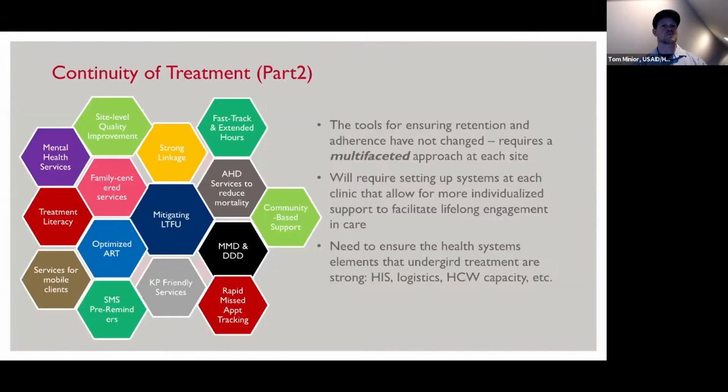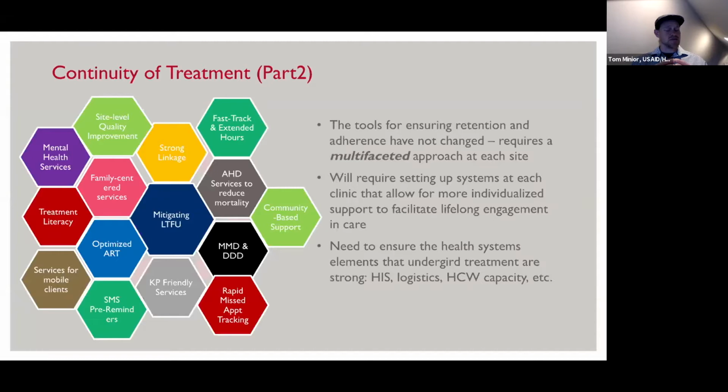Next slide. So this segues a little into the differentiated service delivery component, because retention is really a multifaceted approach. One of the things we need to do is set up systems at each clinic that allow more individualized support to our recipients of care to facilitate that lifelong engagement. This is really a paradigm shift from what we used to do in PEPFAR, which was very much a public health approach: a simplified model, rolled out to everyone. To keep people, now that we're reaching these high levels of ART coverage, it's really about retaining the people who've already been diagnosed and have been engaged in care at some point. We need to focus on building services that meet their needs.